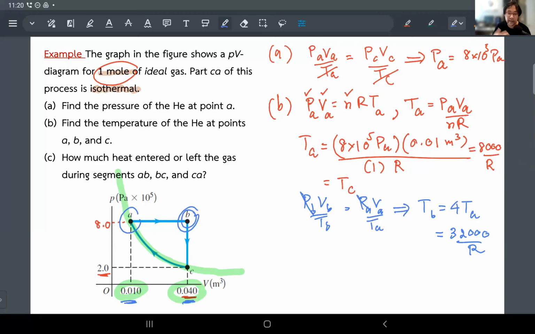So you get the temperature at all three points. So you're good. Part B is done. Any questions so far? So far, so good. All right, now part C, guys. How much heat entered or left the gas during each segment?